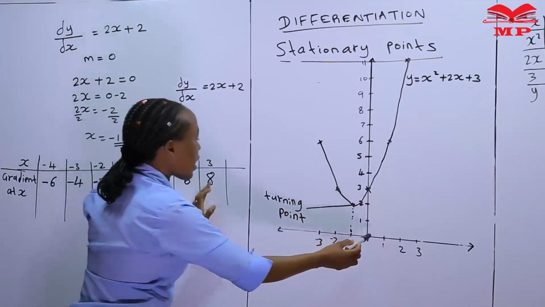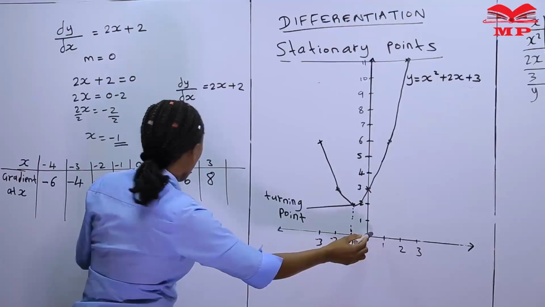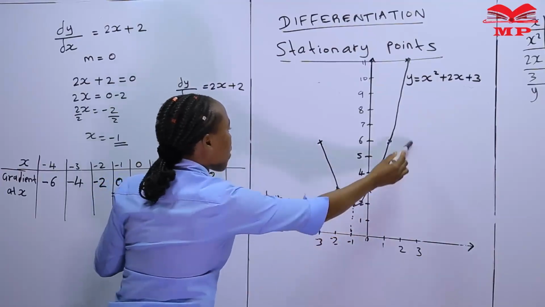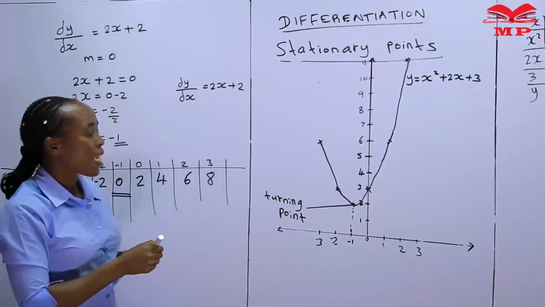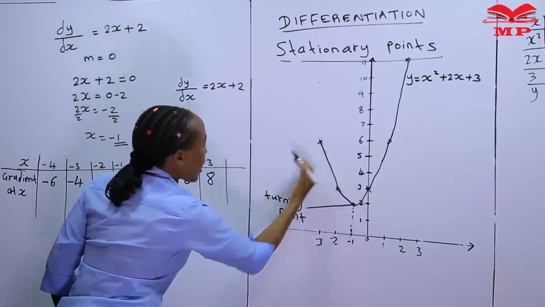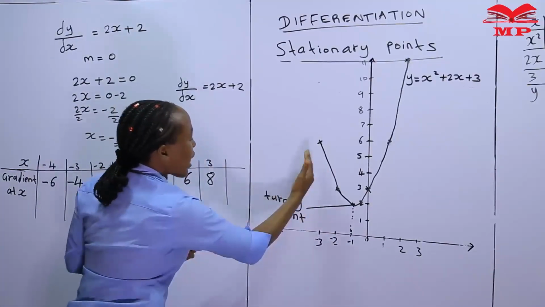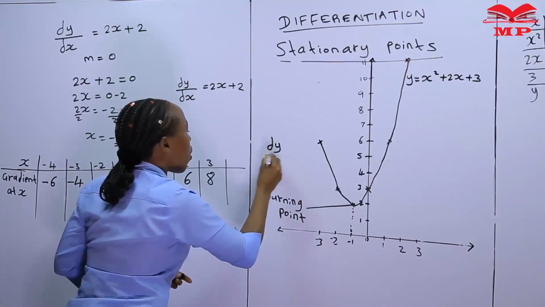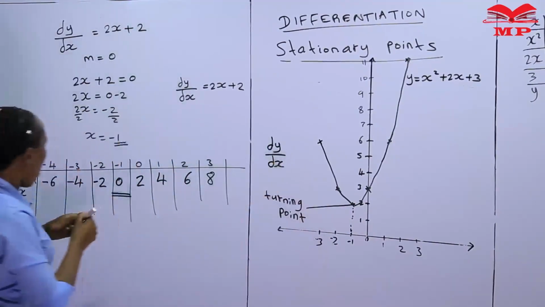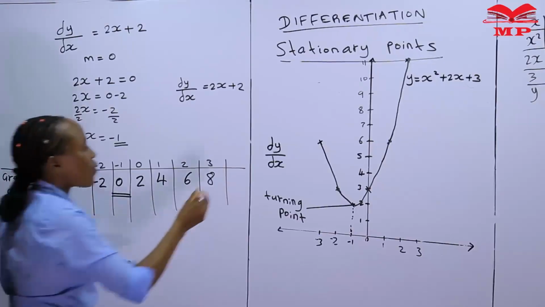Then when we move on the other side, from 1, we now have the gradient, that is 4, 6, 8. Now we can see clearly, therefore, that the gradient on the left side of this turning point, dy all over dx, is negative.